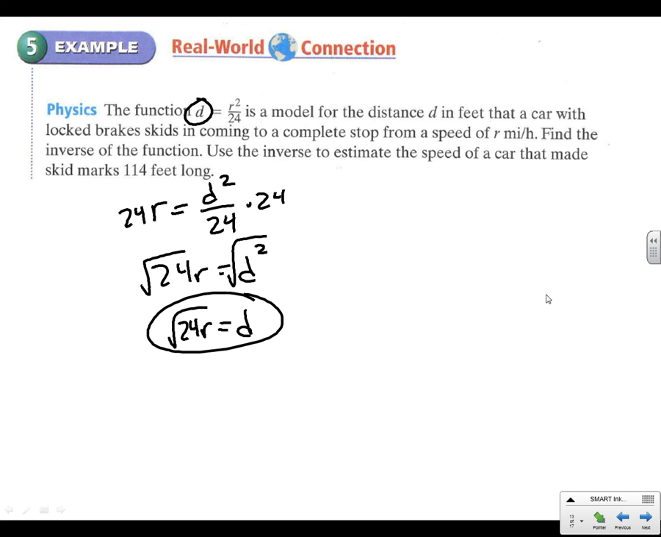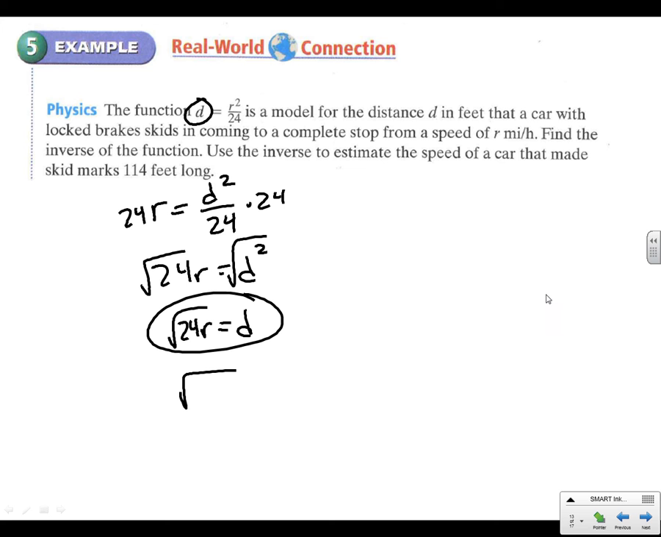And you know, that's not as helpful. I'm going to just start with the original up here. R equals... no, I'm going to stick with this. Okay. The inverse here, d equals the square root of 24 R. Use the inverse to estimate the speed of a car that made skid marks 114 feet long.